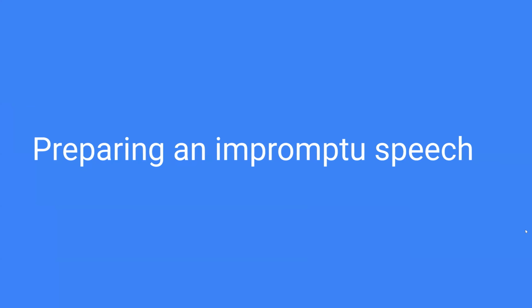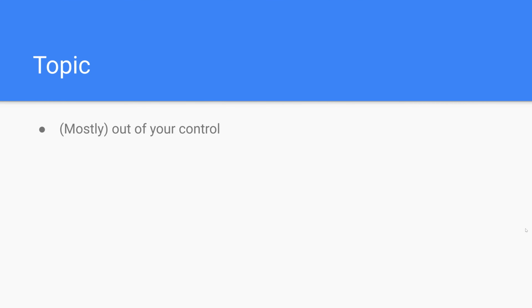So, preparing an impromptu speech. Now, your topic is mostly out of your control. As we've discussed, this isn't something where you're necessarily preparing a specific topic, you're choosing something and then explaining it to your audience. So, what can you do about it?